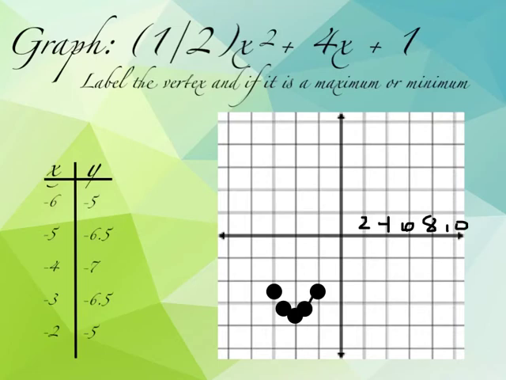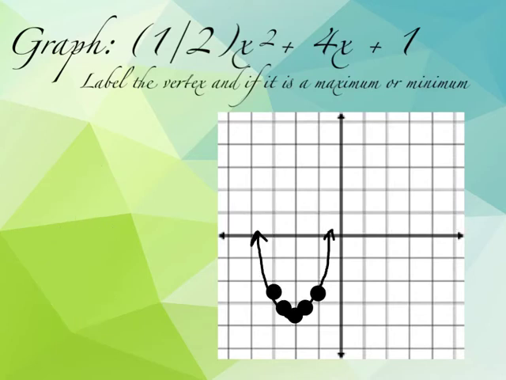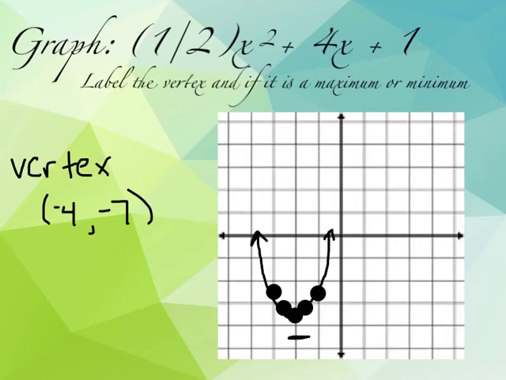Finally, we draw our line through. And remember, this is supposed to make a parabola shape, so a U, not an absolute value shape like a V. Important things to remember is your vertex, or the point on the hump, is at negative 4, negative 7. Now, because this is the lowest point of my graph, it forms a minimum.